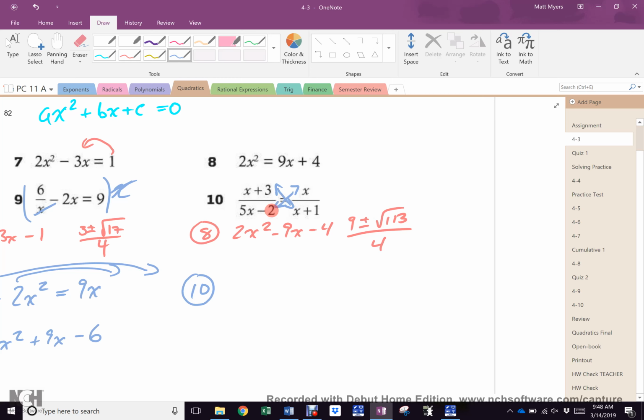Don't give me that. So, this is x plus 3 times x plus 1 equals x times 5x minus 2. Now, everybody that didn't do 9 and 10, do them now.